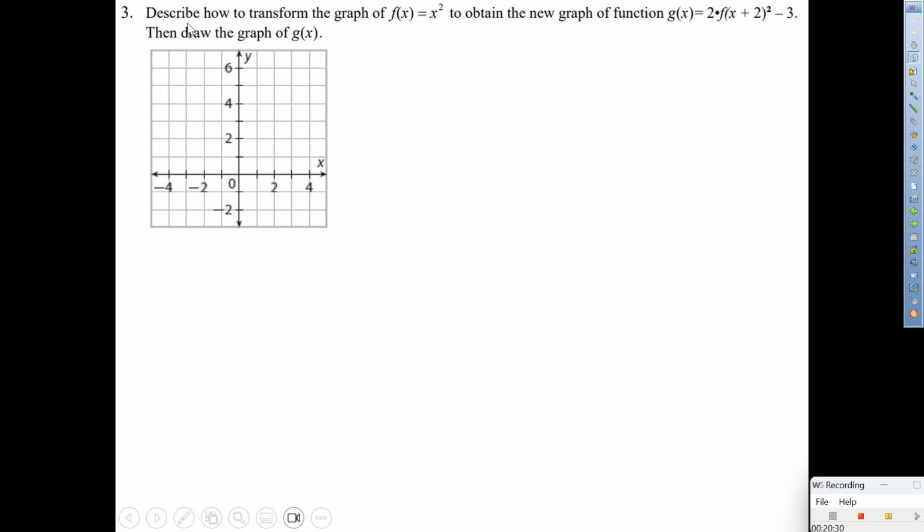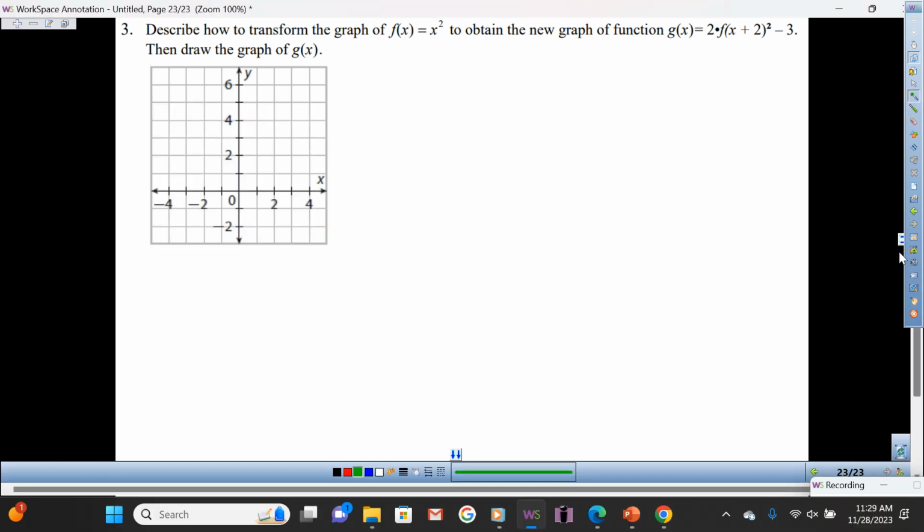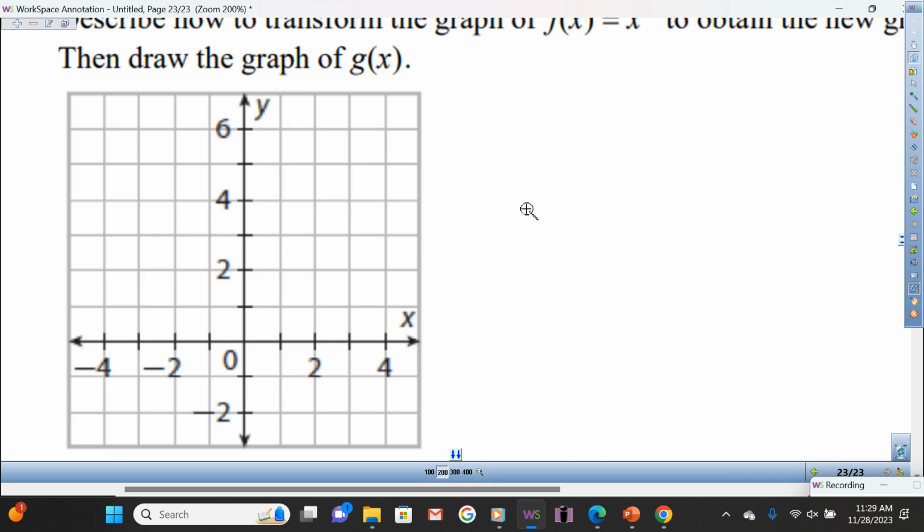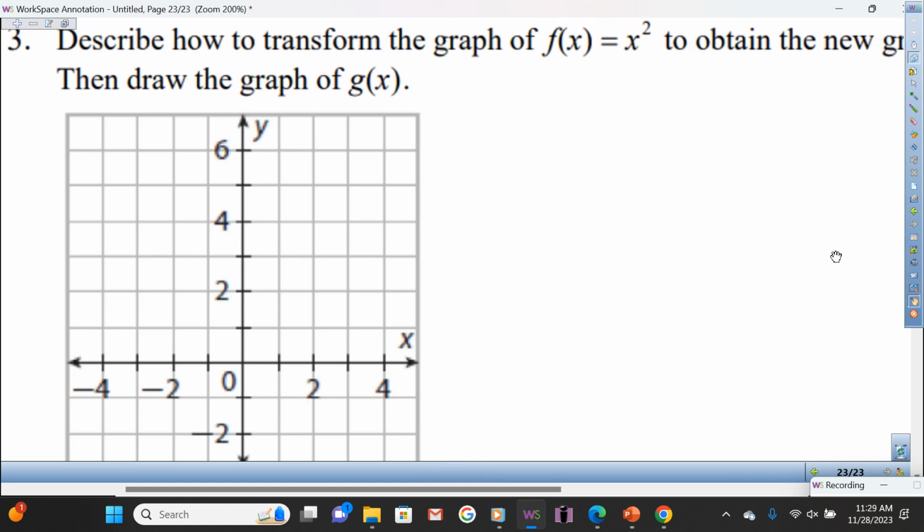It says, describe how to transform the graph f of x equals x squared. So the first thing, look up to the screen, that I want you to do when you get to this one is what? Graph f of x equals x squared. Tell your neighbor how to graph f of x equals x squared. How do we graph that? Looks like Ryland's got it. All right, Ryland, go. How do we graph that?